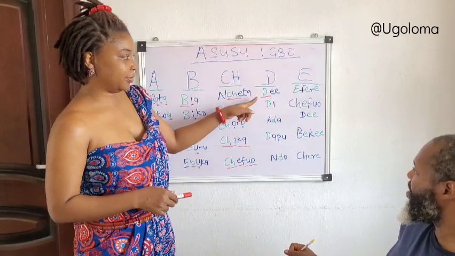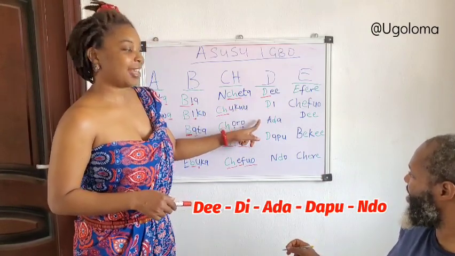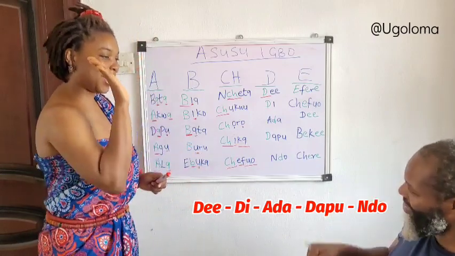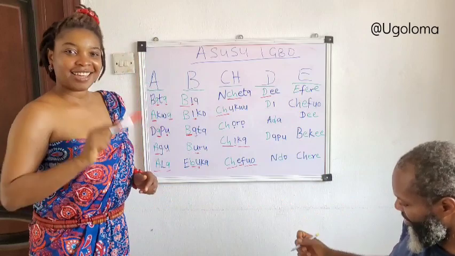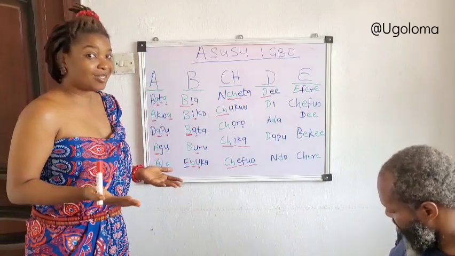Let's go. De. Di. Ada. Dapo. Ndo. Very good. You're fine. Good job. You see? I hope you're pronouncing it very, very well. It's easy. It's not difficult.